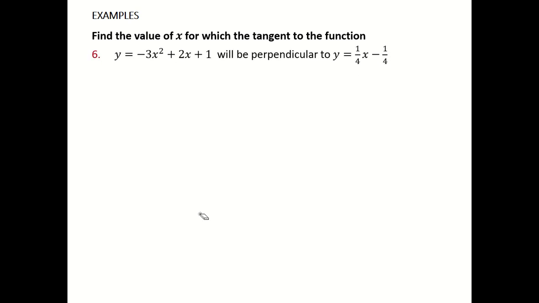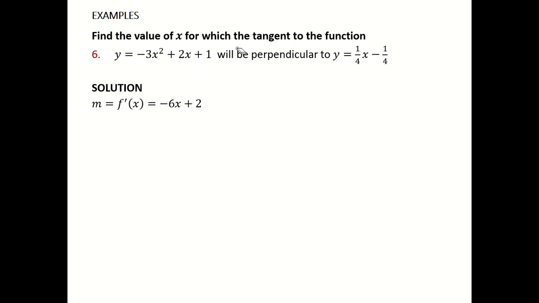Find the value of x for which the tangent to the graph is perpendicular to this line. So we need to first find the gradient of the tangent. Now we know that for us to find the gradient of the tangent, we need to find the derivative of the given function. 2 times 3 is -6, and then you minus 1 from 2, you'll be left with 1. 1 times 2 is 2, and from that 1 you minus 1, you'll have x to the exponent of 0, which is just 1, and you don't write it. So this is how we find the gradient of the tangent.